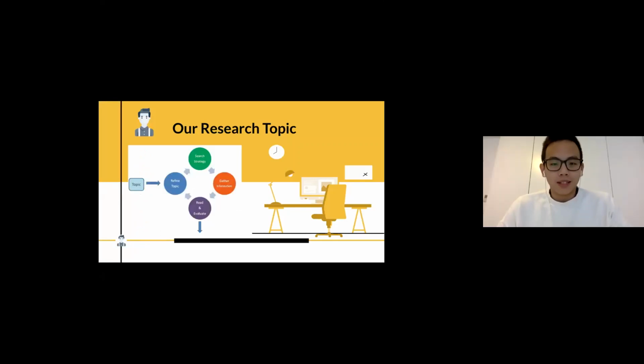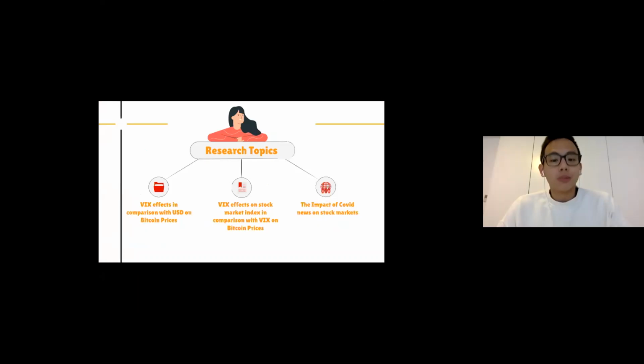Our research topic. During our initial deliberation, our team has come up with 3 different ideas that could potentially be our research topics. The first one is measuring VIX effects in comparison with USD on Bitcoin prices. Secondly, measuring VIX effects on the stock market index in comparison with VIX on Bitcoin prices. And lastly, the impact of COVID-19 news on the stock markets.